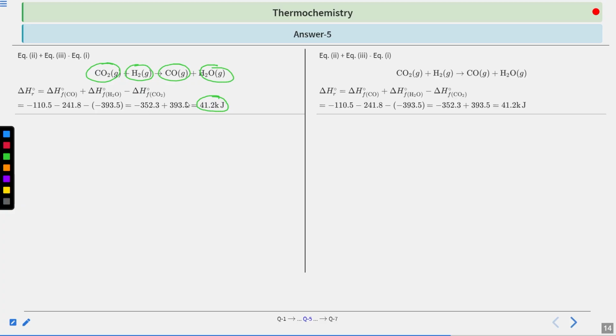So it is indirectly using this formula, which is product minus reactant. You can use this formula, which is also very easy to solve rather than writing these three individually. And at the same time, the enthalpy of formation for CO is taken as 0. Clear? Okay. So in this way, you will solve the question number 5. So moving on to the next question.